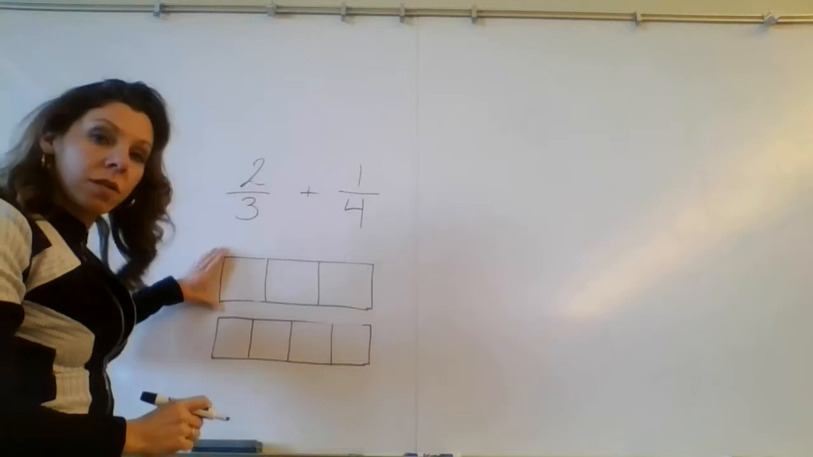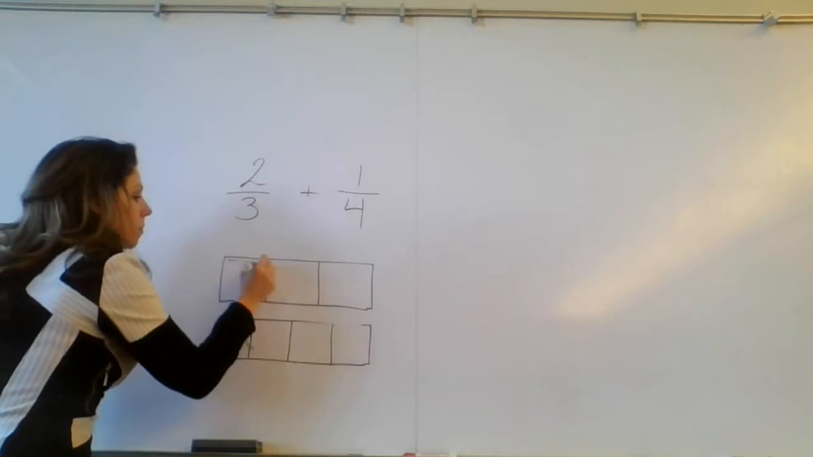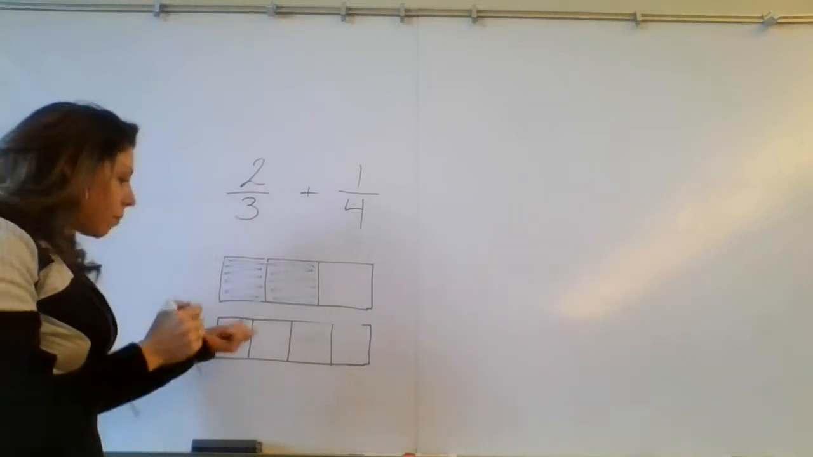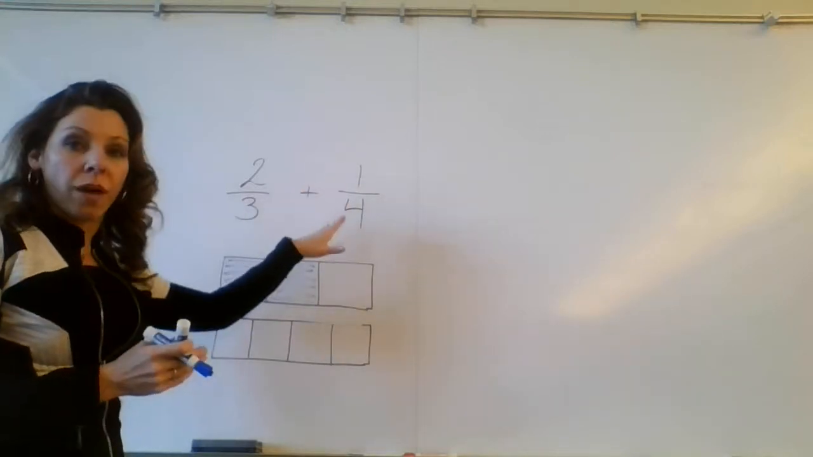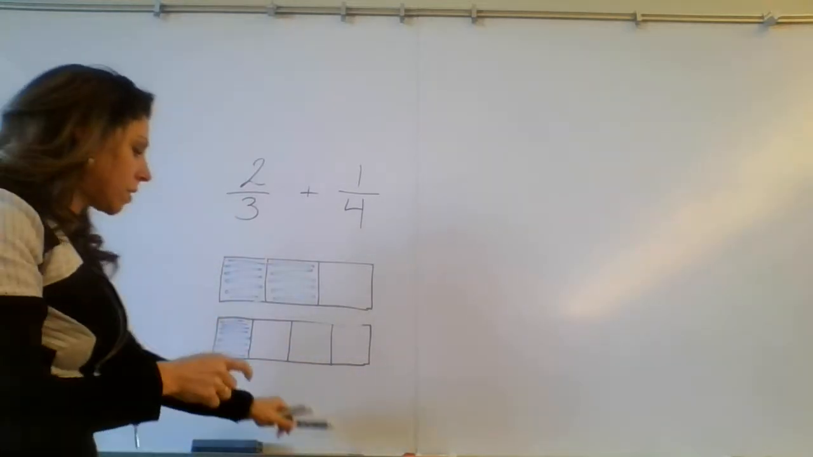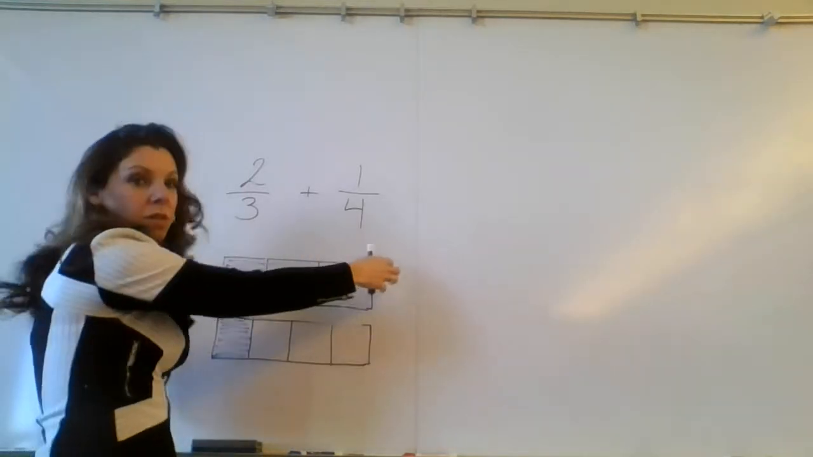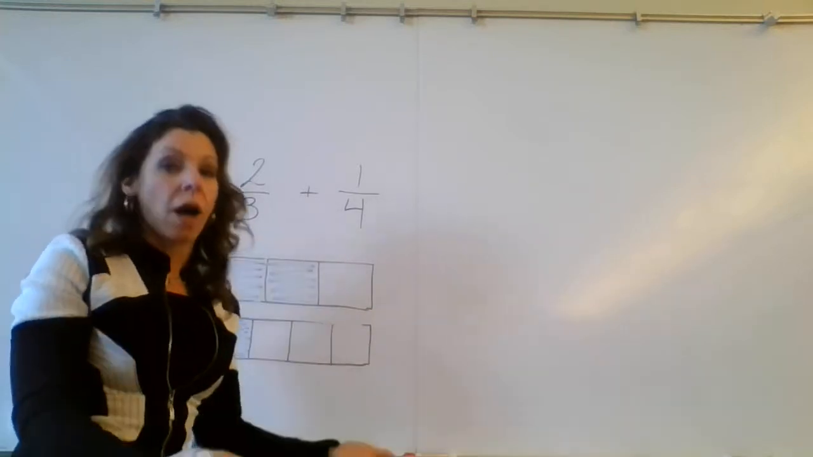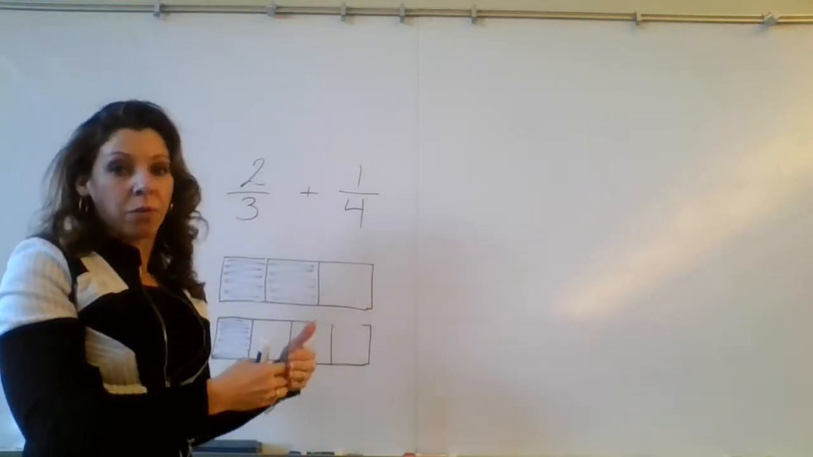So I have a whole split into 3 equal parts, and I need 2 of those equal parts. 1, 2. In the bottom fraction, for the second fraction, I have 1/4, so I need 1 of my 4 equal parts. Now what the students can see is that the hard thing with adding these is that my equal parts aren't the same. The equal parts in this fraction are different than the equal parts in this fraction, but they're the same whole. So now we can talk about, how can we make them equal parts? How can we make them the same size equal parts so that we can add those together?